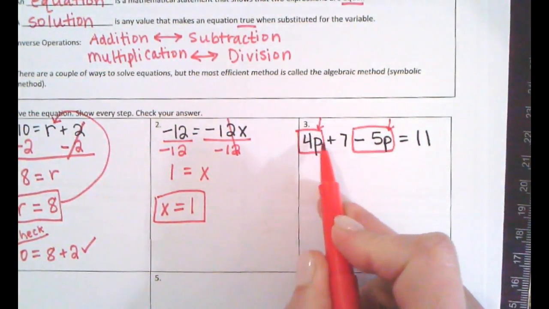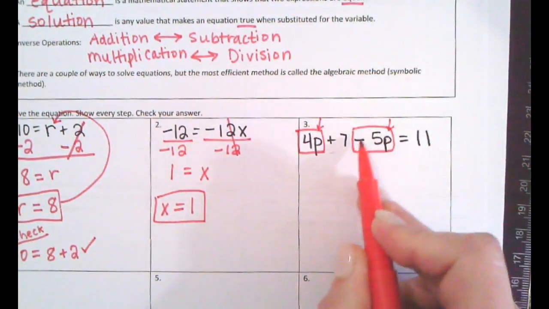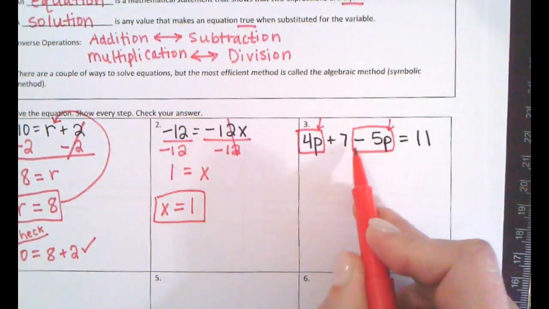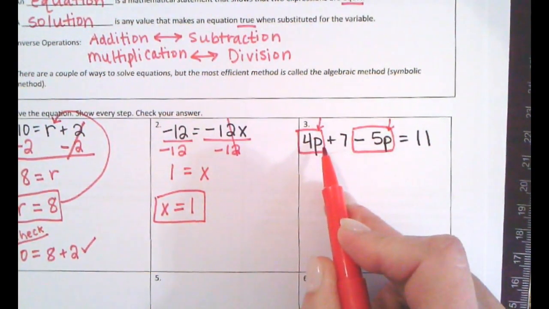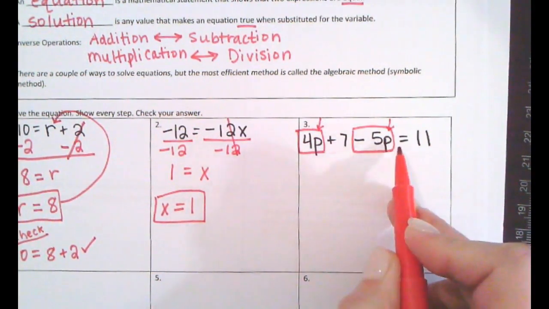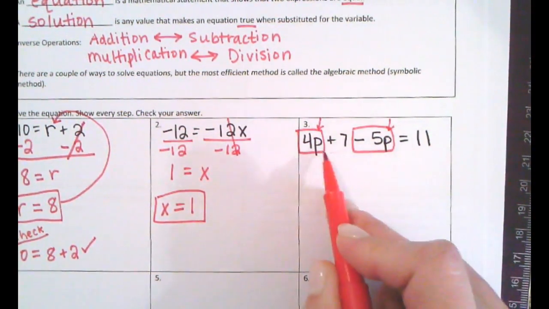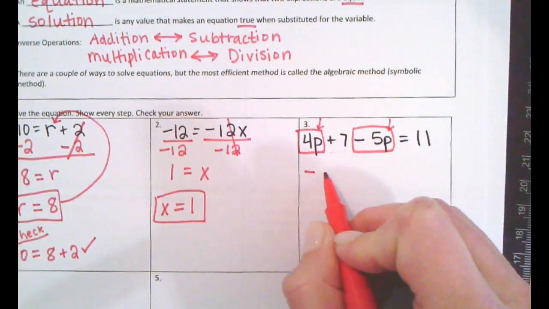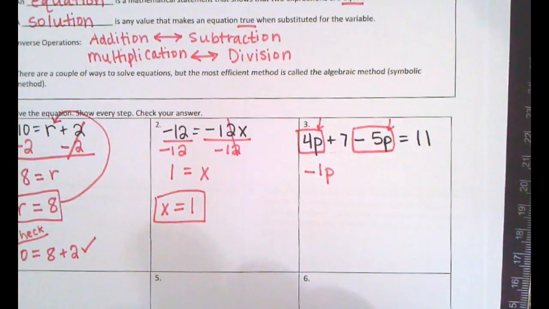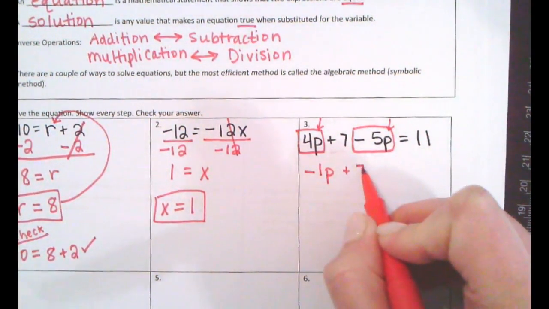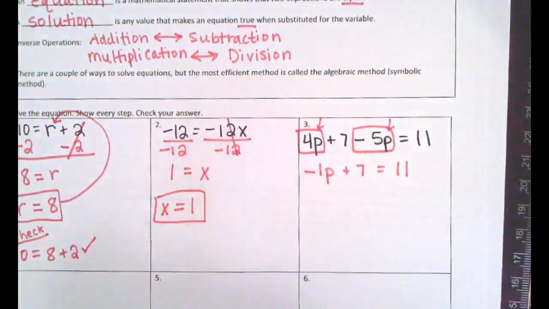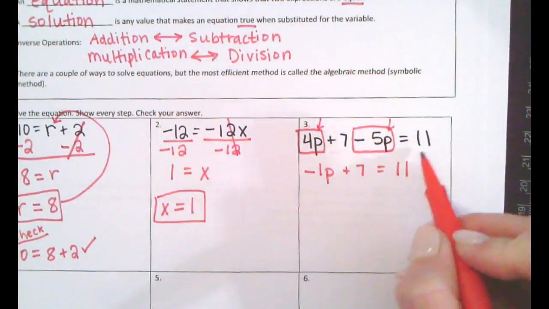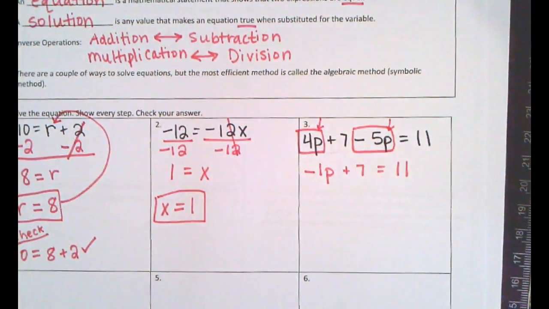So if I have a positive 4p and a negative 5p, combining them on the same side, I don't have to do any inverse operations because I'm not moving anything over the equal sign. So combining 4p and negative 5p, I get negative 1p, or you can write that as negative p. Plus 7 equals 11. Everything else comes down the way it was with my equal sign in the correct spot.